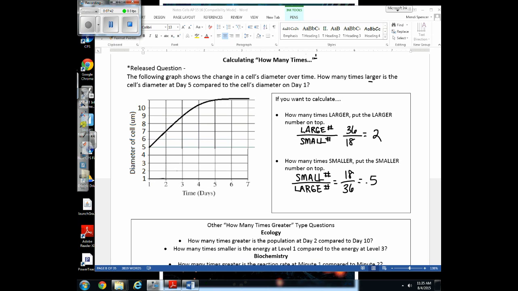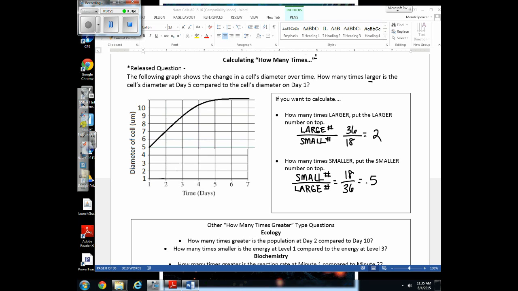But AP likes to put other angles to questions. So here we have a graph, and first you have to interpret the graph. You have to figure out 2 data points, and then you have to plug those into an equation. But I want to point out there's no formula on your formula sheet for calculating how many times larger or how many times greater and how many times smaller. So you're just going to have to remember that this is how you calculate it.